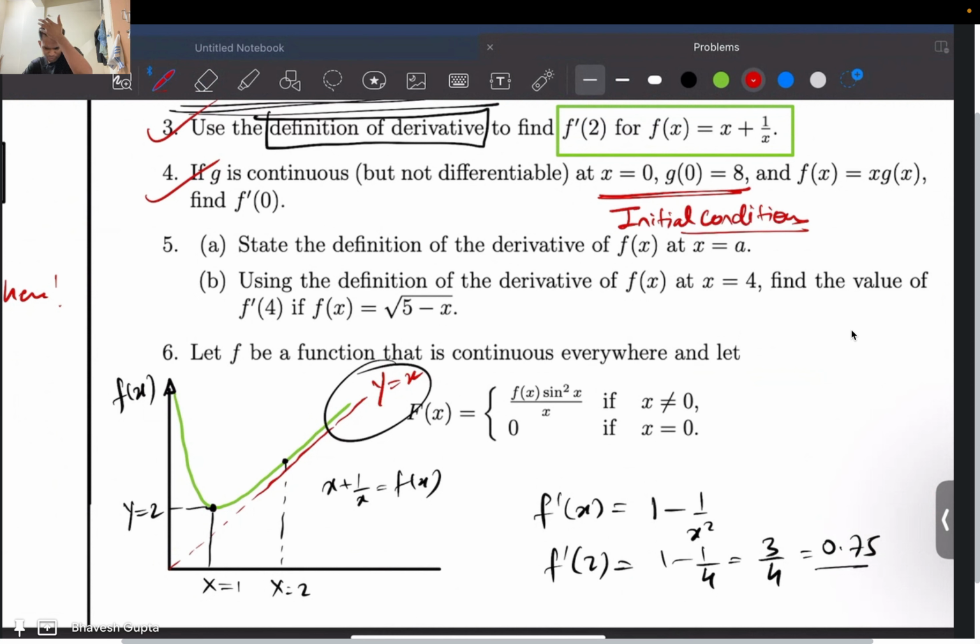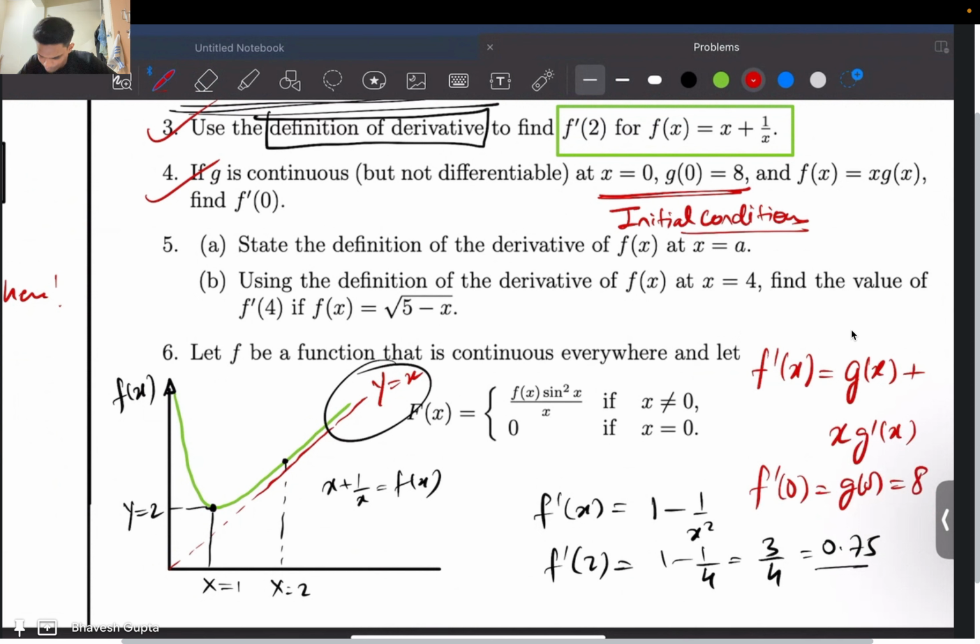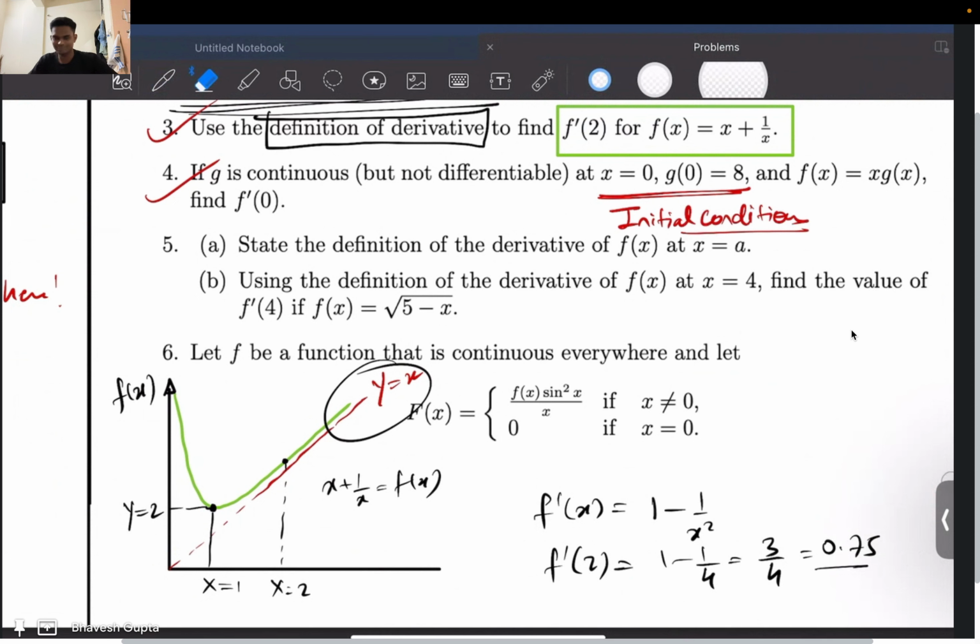So I think we have to use the definition. I don't know, let's do it in general. Just take derivative on both sides. You have this, apply the product rule. You have this plus x times g dash of x. Just substitute 0. You have g of 0, that's it. So f dash of 0 is just g of 0, that is 8. That's it. This is without using the definition, but I guess they have designed this question such that you use the definition and try to construct that g prime of x.